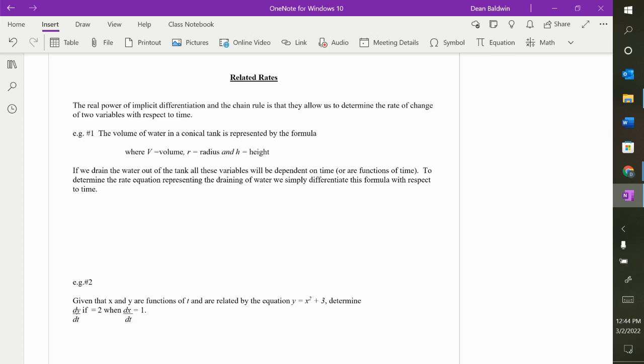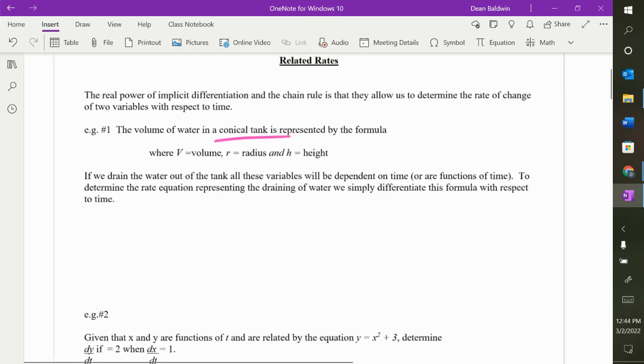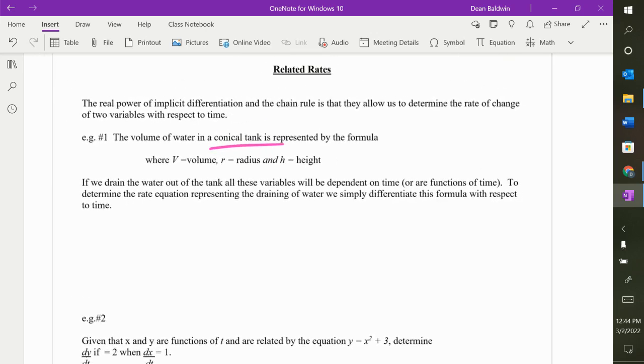So, all right, let's just do an example. We are draining the water. If I say conical tank, do you know what I mean by that? It's a cone, basically, all right? So we have a cone. That's a pretty good cone for handwritten, I would say.